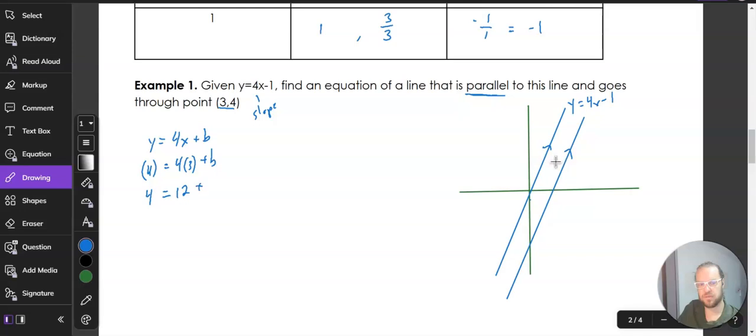So 4 equals 12 plus b. We subtract 12, and we're going to get negative 8 is our b value. So our line is going to be y equals 4x minus 8. So this point down here is going to be negative 8, same way that this one here was negative 1. And so this line is y equals 4x minus 8. And so that would give us the parallel line where they're exactly the same. They're never going to cross. They're just moved up and down or left and right of each other, depending on how you want to look at it.